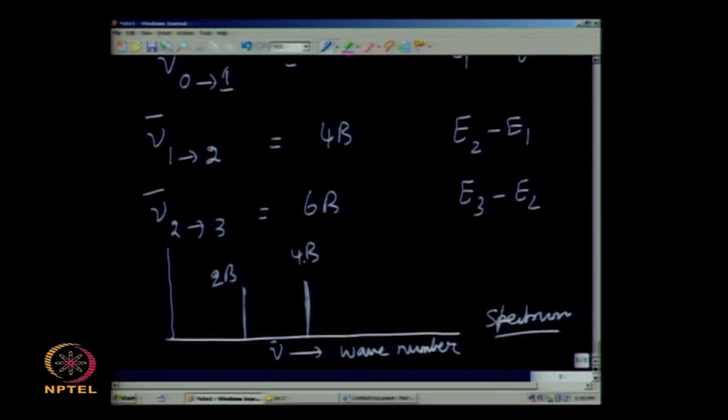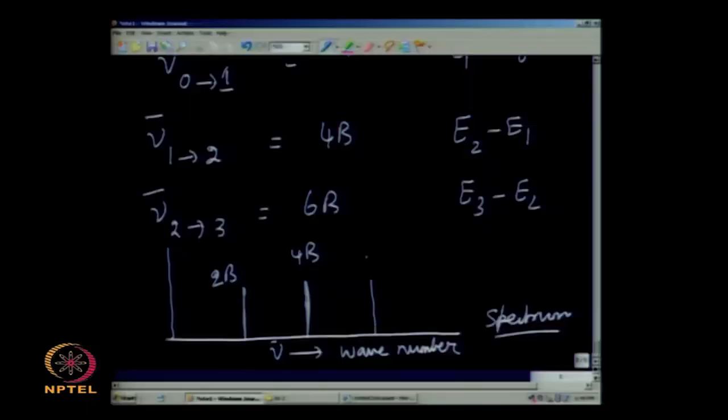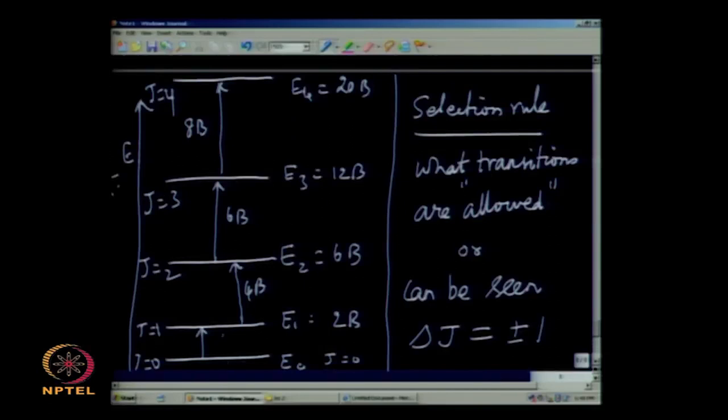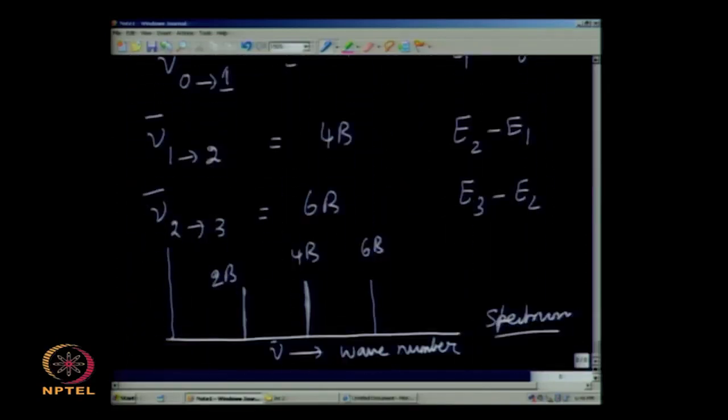And if the molecule is in the j equal to 2 state, the absorption from j equal to 2 to j equal to 3 will give you a line corresponding to 6b. So, what you see is a series of equidistant spectral lines. Remember that the energy levels are not equidistant. The energy levels separate from each other by different values, 0 to 2b, 2b to 6b, 6b to 12b. The energy levels are not equidistant, but the spectrum that you obtain, which is due to the transitions between these energy levels, is equidistant.